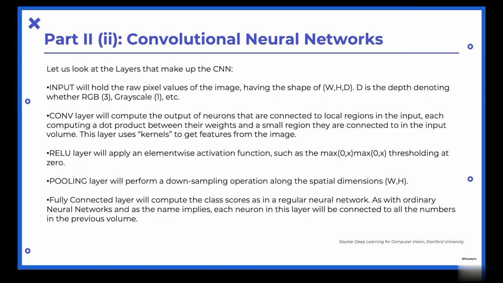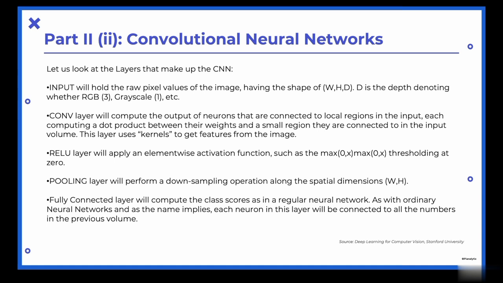Let us look at the layers that make up the CNN. Firstly is an input layer. The input layer will hold the raw pixel values of the image, having the shape width, height, and depth. Depth denotes whether the image is RGB, in which case it will have a value of 3, or the image is grayscale, in which case it will have a value of 1. The convolutional layer will compute the output of the neurons that are connected to local regions in the input, each computing a dot product between their weights and a small region they are connected to in the input volume. Basically, it will be using a number of filters with specific sizes to convolve with the image and get features from it.